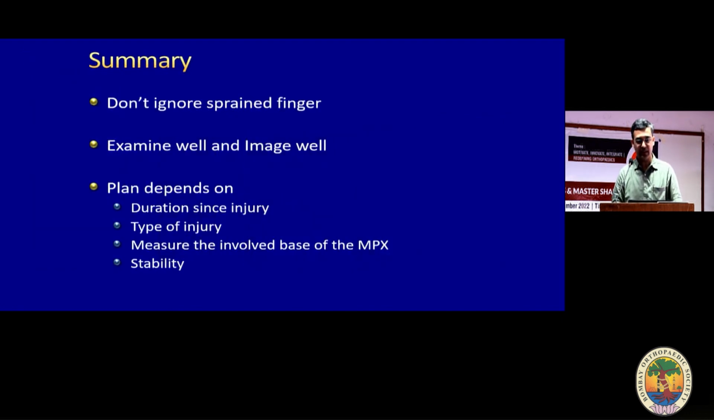So in summary, when you are seeing a PIP joint injury, don't miss it. Always examine a sprained finger. Don't delay taking proper X-rays because it's easier to get better results by doing some sort of a fixation or reconstruction rather than salvaging the joint.